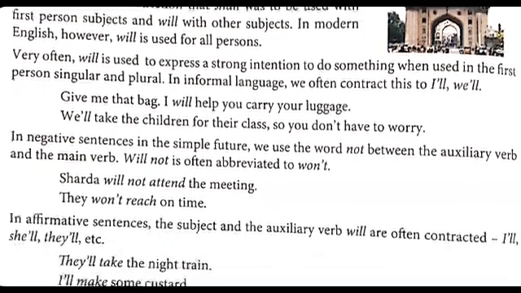Now, how do we use it in a negative sentence? We use the word not between the auxiliary verb, or the helping verb, and the main verb. Will not is often abbreviated to won't. For example, you can see here, Shraddha will not attend the meeting. They won't reach on time.